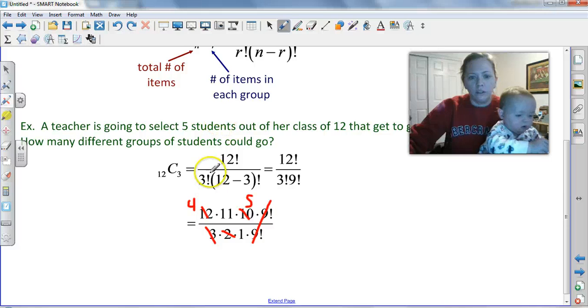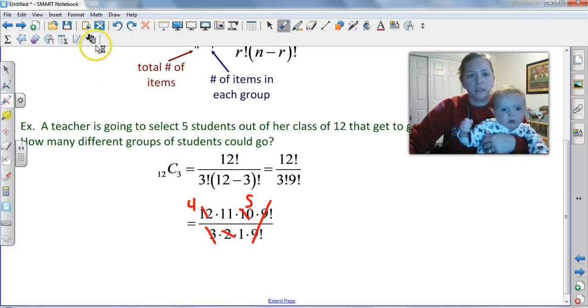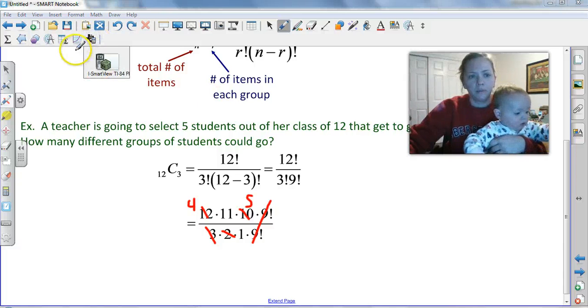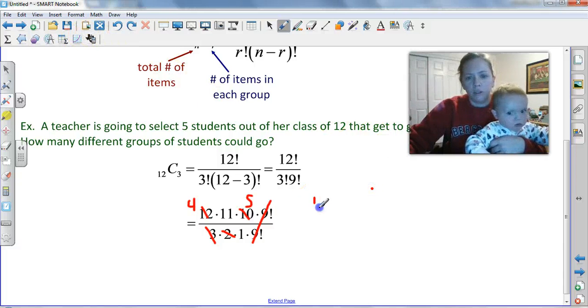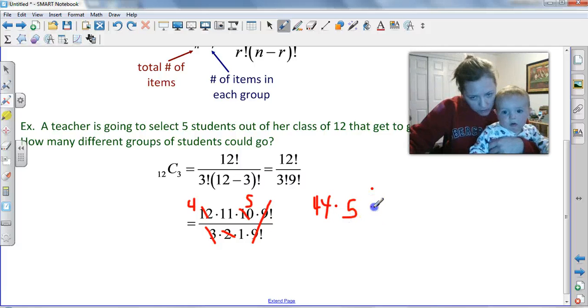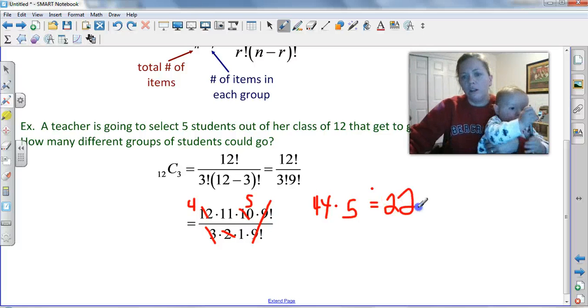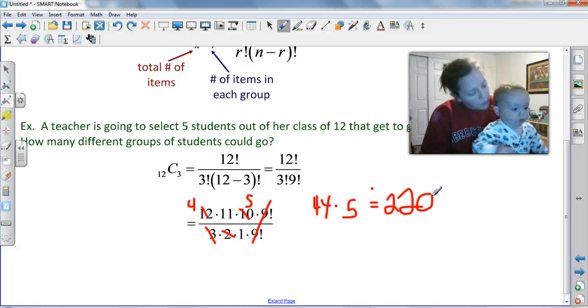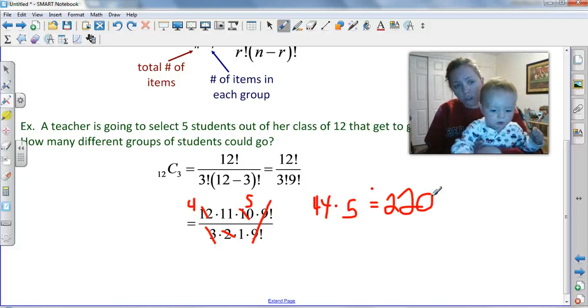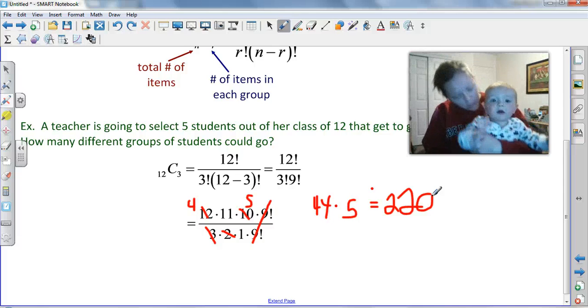Let's find out. See if I can get a calculator up here. Maybe not. 44 times 5 is, let's see, that's 40 times 5. 40 times 5 is 200, and 4 times 5 is 20. So I guess I could do that in my head. It's 220. So if I have 12 students, and I choose 5 of them, there's 220 different groups of 5 students that I could send on that field trip.